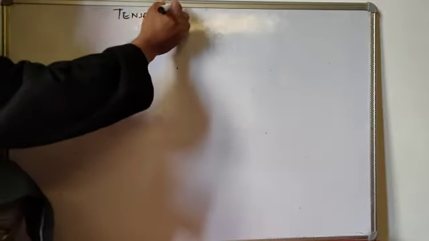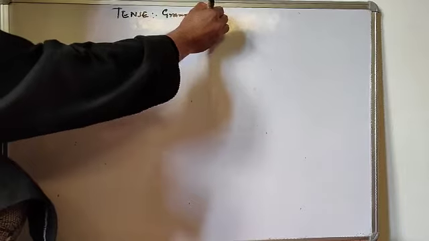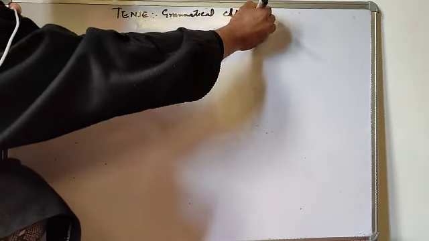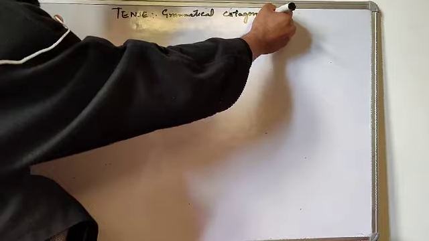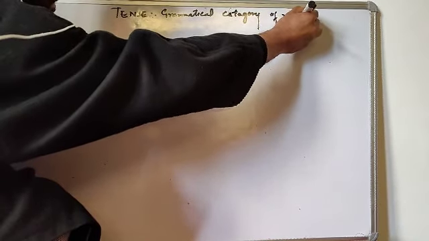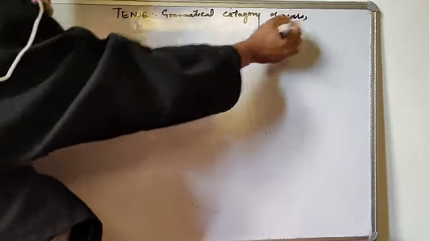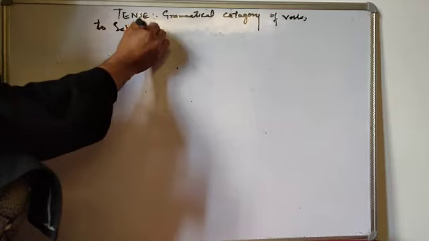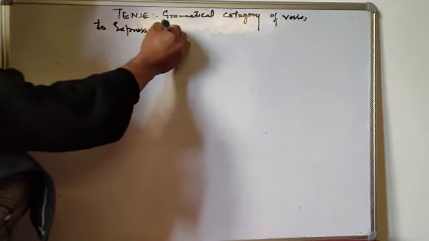Tense is a grammatical category of verbs to express distinction of time.